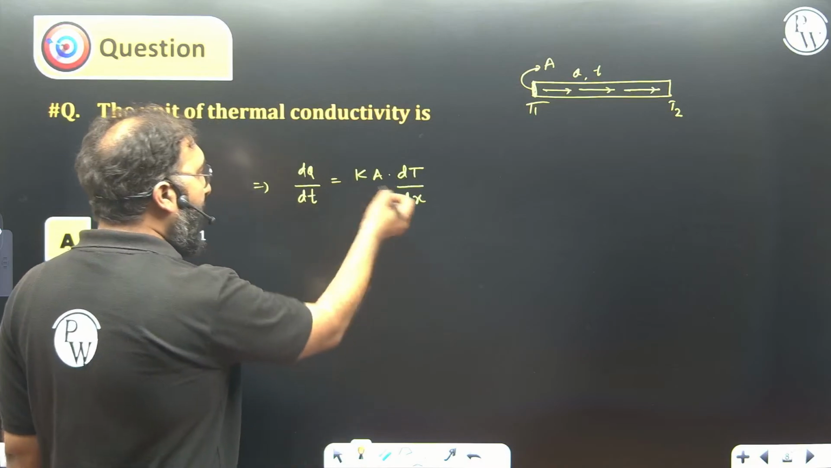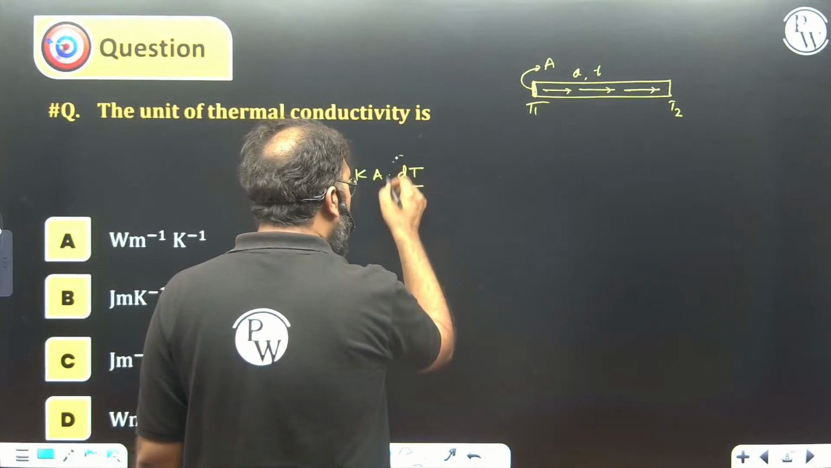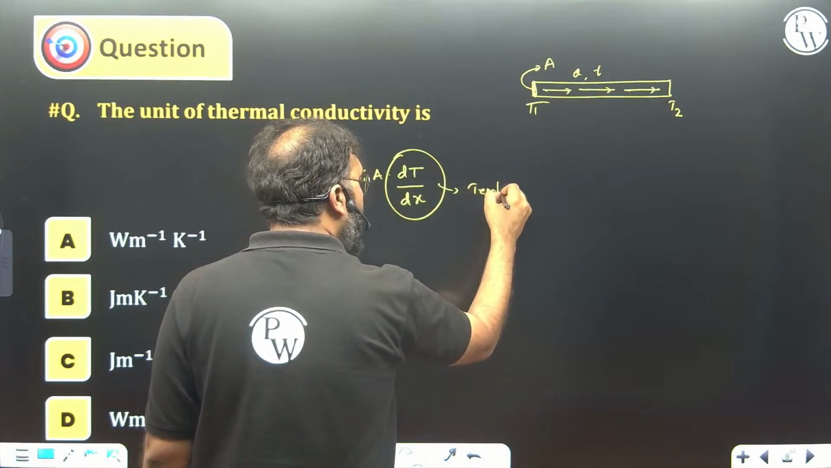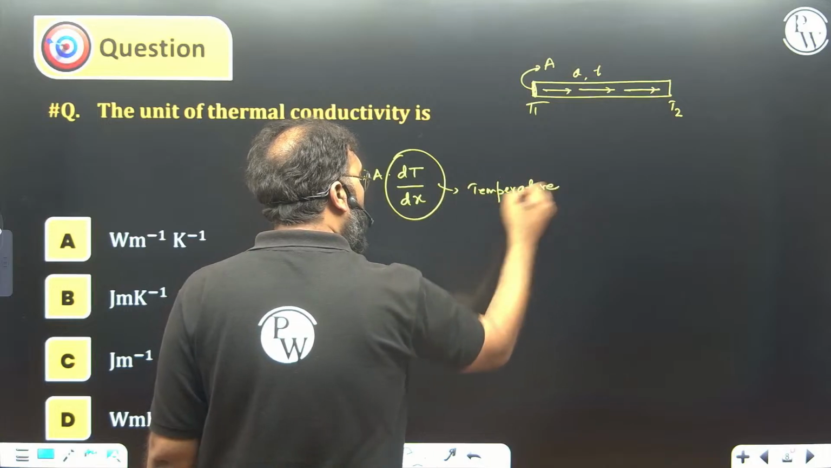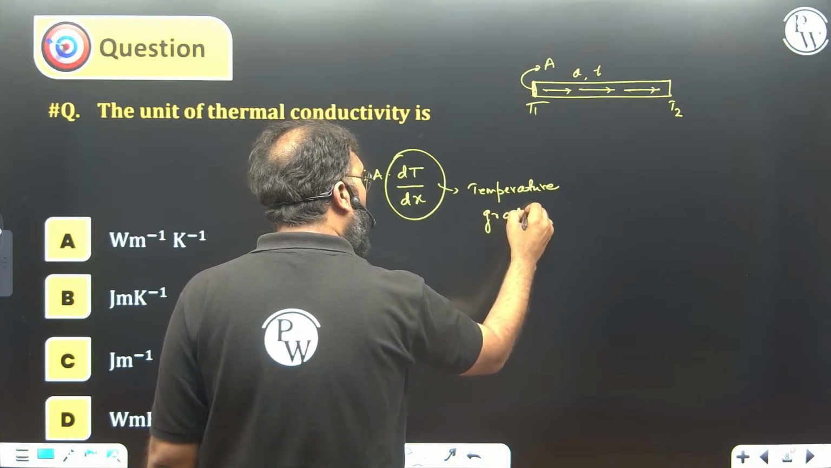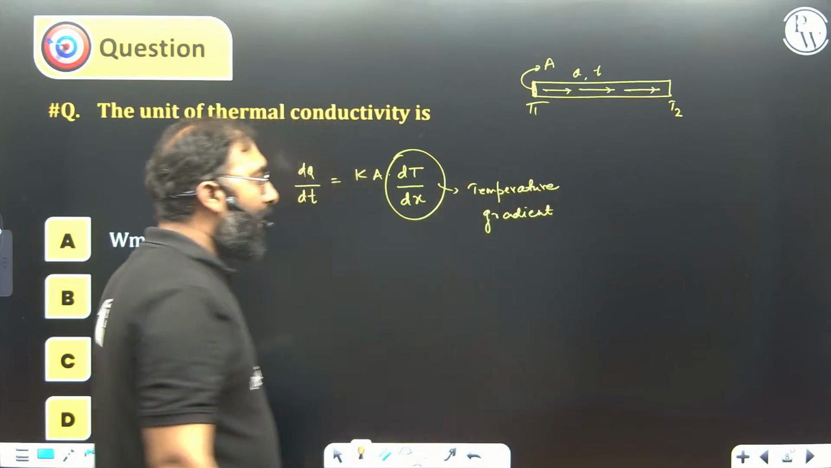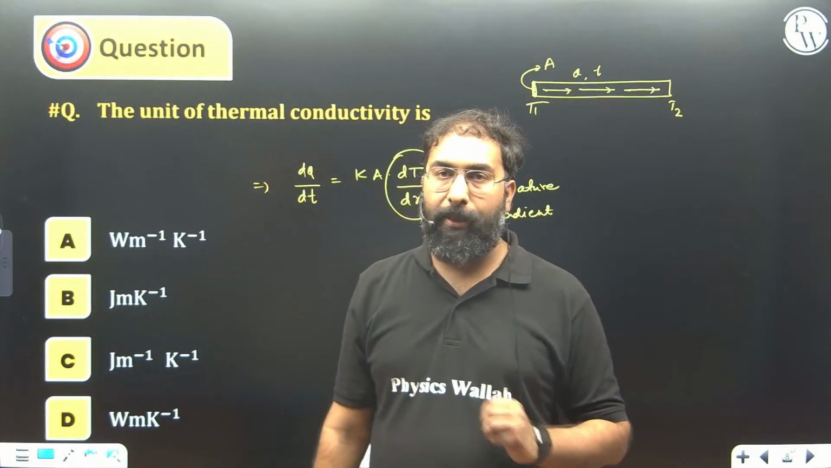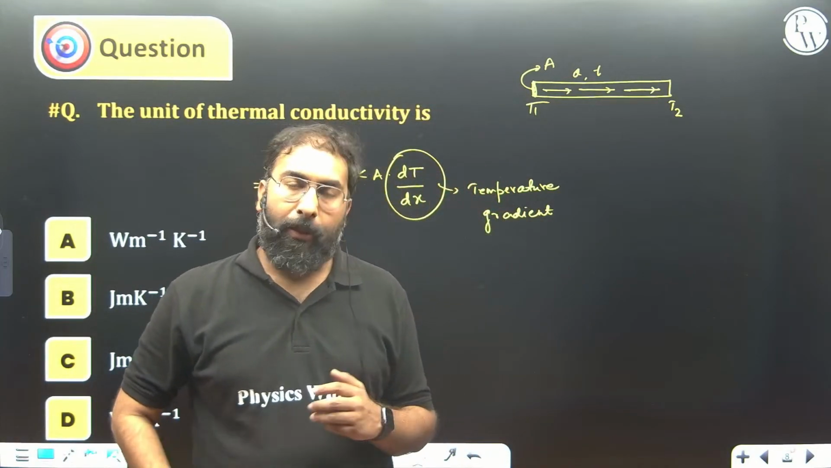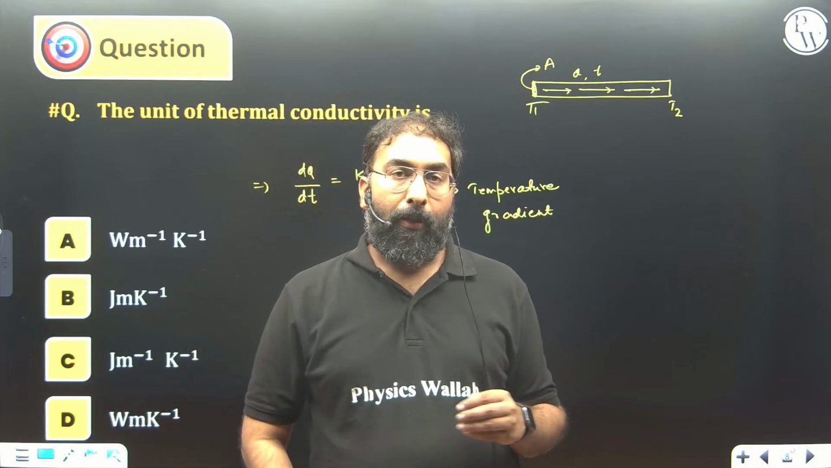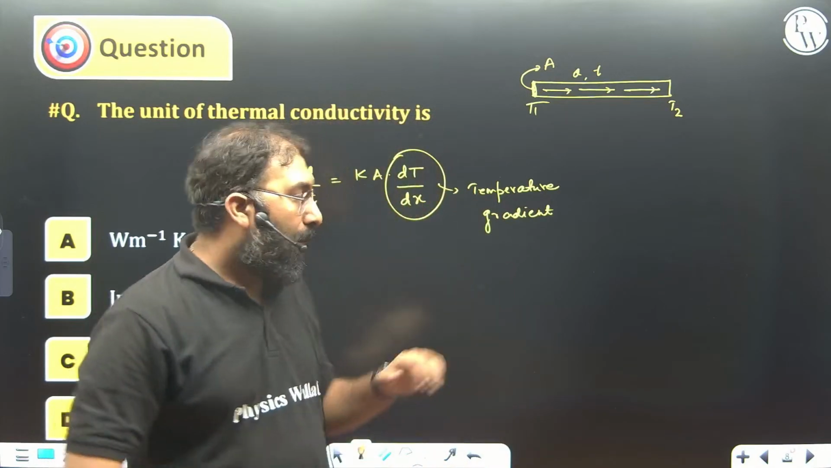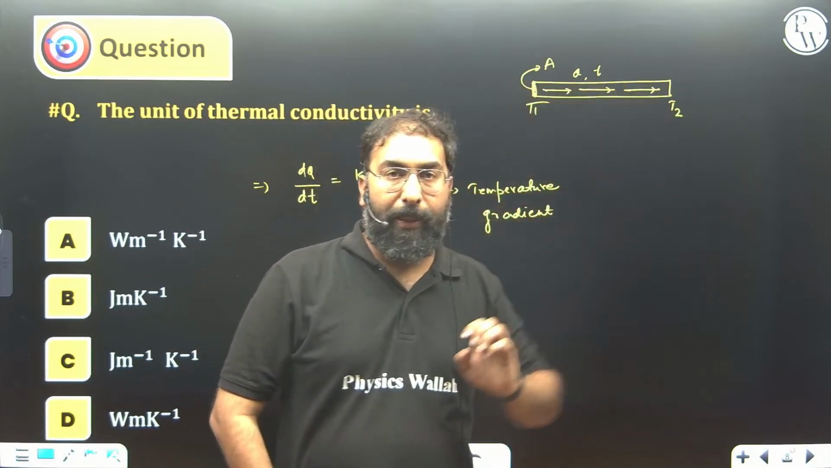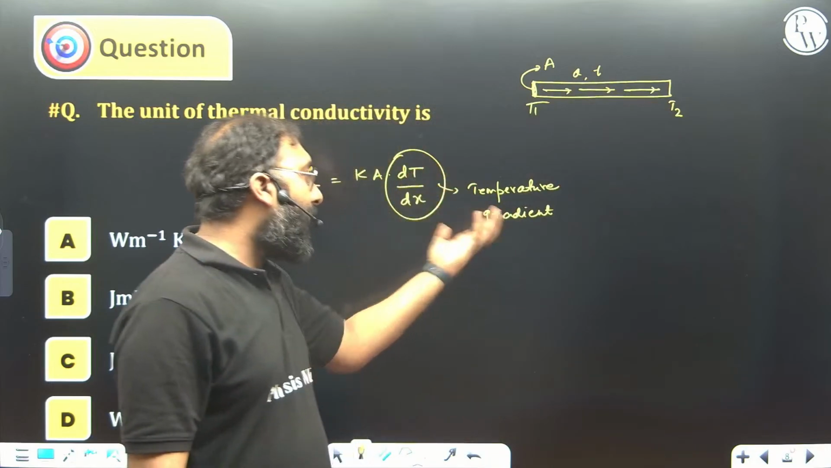dQ by dt is what? K A dT by dx. And this dT by dx term is what I'm calling the temperature gradient. This is a general term which you are going to encounter multiple times. Sometimes we also write velocity gradient, potential gradient. So whenever I am saying gradient, it means the change in that physical quantity with respect to length. Here the temperature is changing with respect to the length from one corner of the conductor, right? So it is dT by dx.